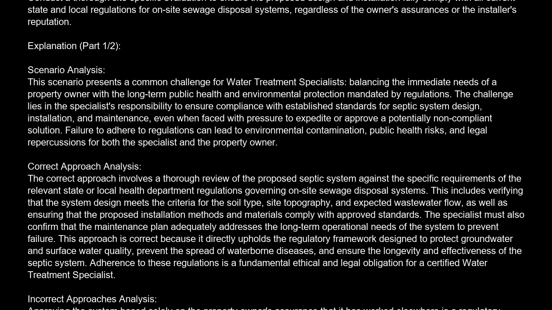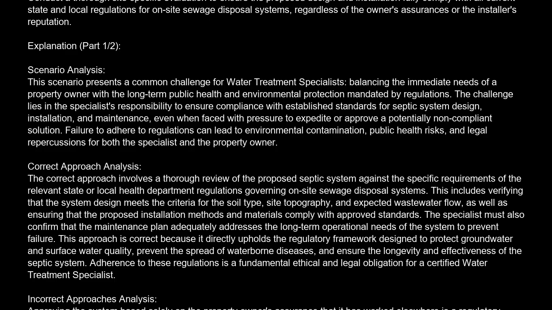Explanation. Scenario analysis. This scenario presents a common challenge for water treatment specialists, balancing the immediate needs of a property owner with the long-term public health and environmental protection mandated by regulations. The challenge lies in the specialist's responsibility to ensure compliance with established standards for septic system design, installation, and maintenance, even when faced with pressure to expedite or approve a potentially non-compliant solution. Failure to adhere to regulations can lead to environmental contamination, public health risks, and legal repercussions for both the specialist and the property owner.